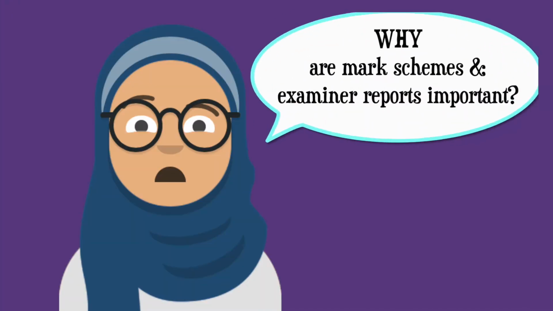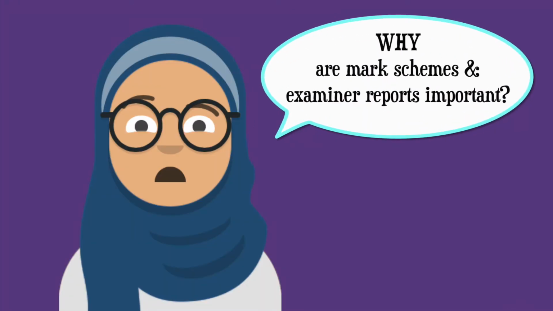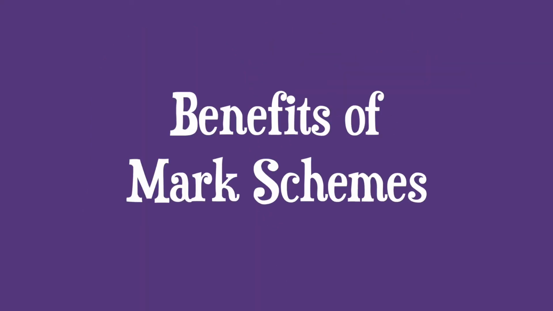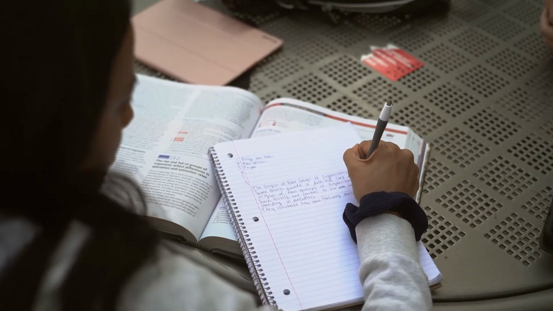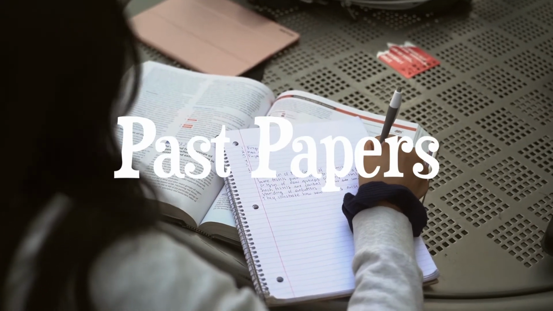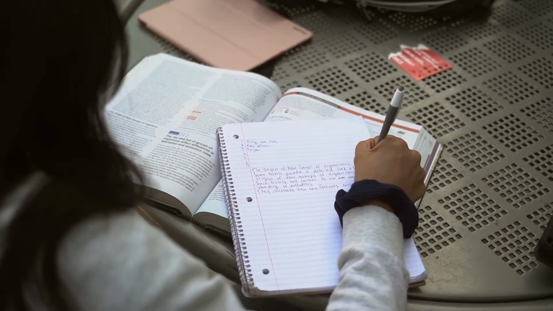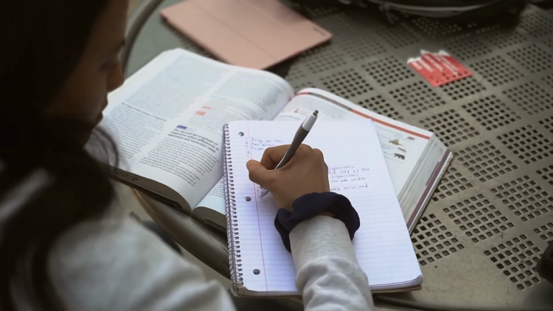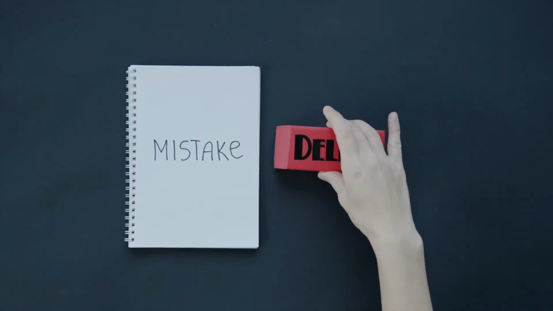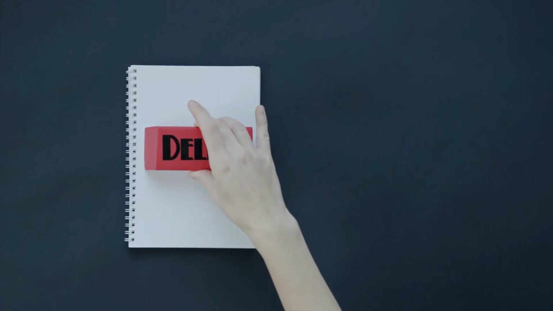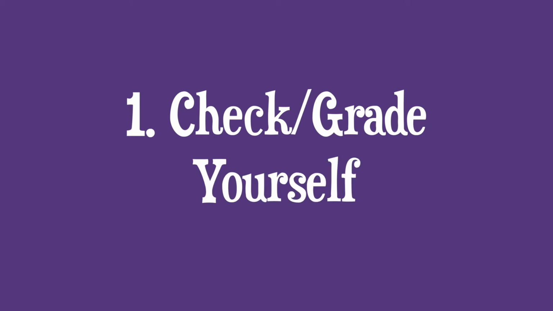Now we come to the main part. Why are they so important? Why are mark schemes and examiner reports so important? So let's deal with mark schemes first. To begin with, mark schemes obviously help you to check your past papers. When you practice a past paper, you obviously need the mark scheme to see how well you've done, what you've got right, what you've got wrong, and to assess your overall performance. So yeah, that's number one point. You can check yourself, grade yourself like a teacher would normally do.